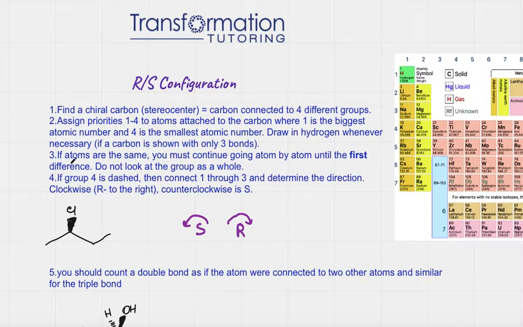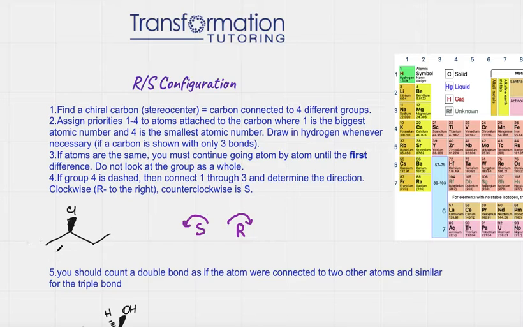The third step is, if the atoms are the same, we have to go atom by atom until the first difference in order to assign the priorities correctly, and I will definitely show you how to do that in the example. And then in the last step, if our group 4 is on a dash, we just connect 1 through 3 and determine the direction. If it's going clockwise, it will be R, and counterclockwise is S. So let's go ahead and look at how to do this.